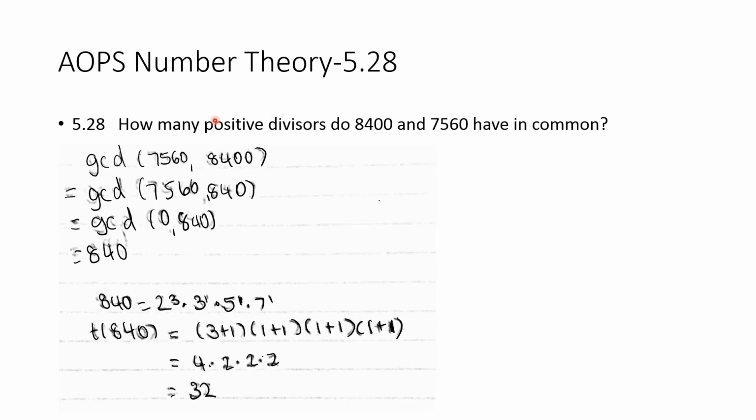AOPS number theory 5.28. How many positive divisors do 8,475 and 160 have in common? So if you do the GCD and simplify it, the GCD is 840, so 840 is equal to 2 to the power of 3 times 3 to the power of 1 times 5 to the power of 1 times 7 to the power of 1. So the number of divisors of 840 would be (3 plus 1) times (1 plus 1) times (1 plus 1) times (1 plus 1), which is 4 times 2 times 2 times 2, which is 32.